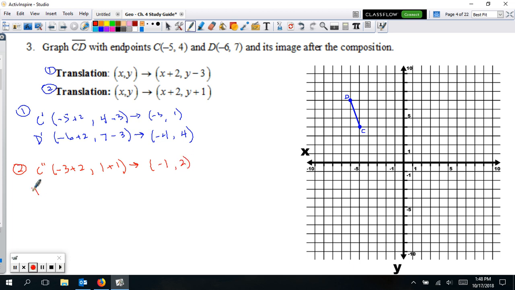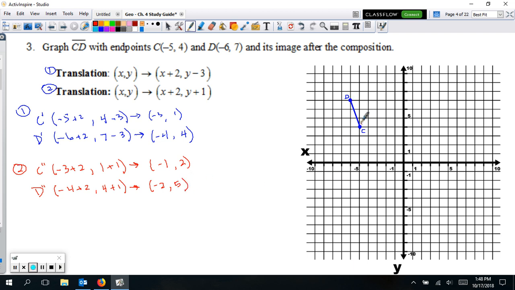And then for D double prime, so that's going to use the negative 4 is going to be our x, so negative 4 plus 2. And then positive 4 plus 1. So it's going to take 2 away from that, it's negative 2. And this will be 5 here on that one. So these are the points that we are going to plot over here on our graph.